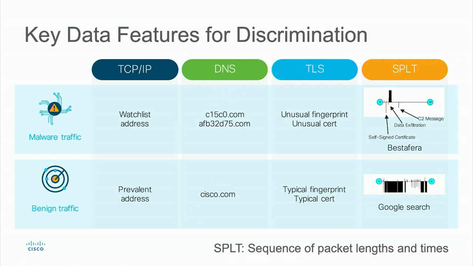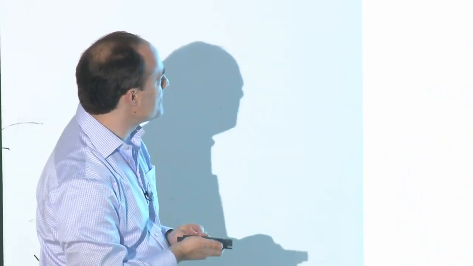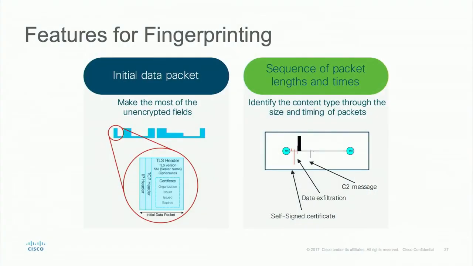And in addition, it's the SPLT, the sequence of packet lengths and times, because by looking at the packet sizes and the interarrival times of them, going both ways between the source and destination, that also helps you predict what's happening. Let's look at this in a little bit more detail. So it turns out in an encrypted flow, before it actually becomes encrypted, the first packet is actually unencrypted, and there's a lot of useful information in the headers of that first packet. And this unencrypted information is very useful, once again, to help identify, is this malware or is this good traffic?